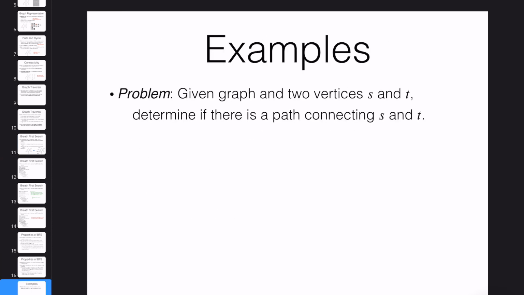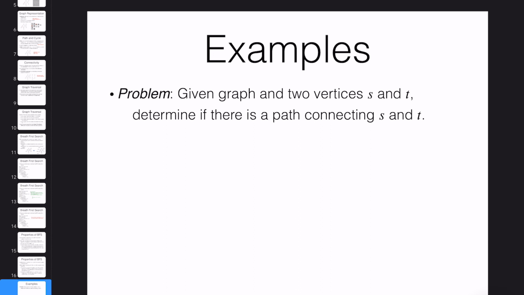So let's see a couple of the problems that we have talked about at the beginning, that we can solve using a BFS. Assume we have a graph and we have 2 vertices S and T. We want to see if there is a path connecting S to T. How to solve this problem? If there is a path from S to T, you can just start running a BFS from S, and if at the end T is visited, it means that yes, there is a path from S to T.